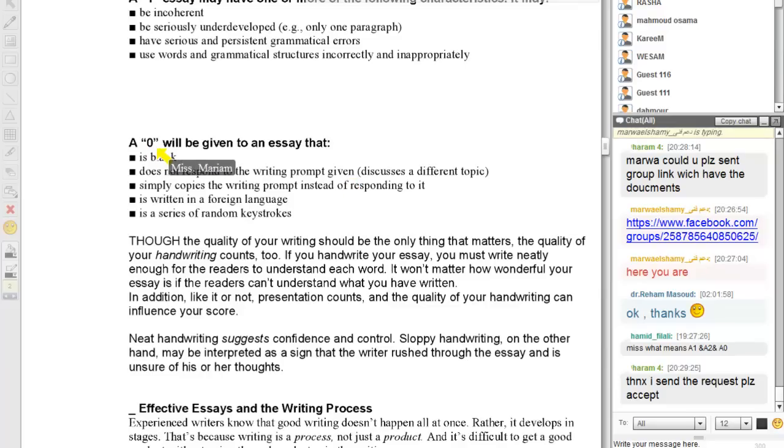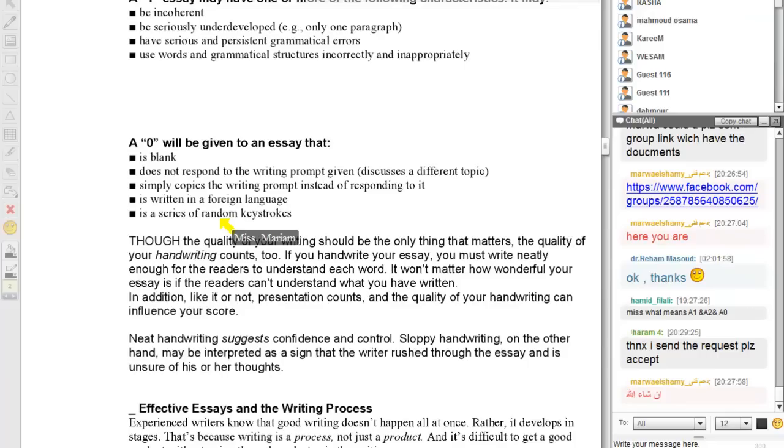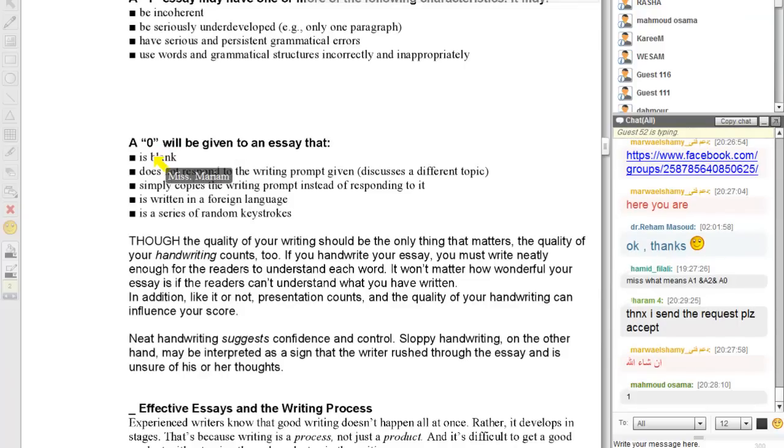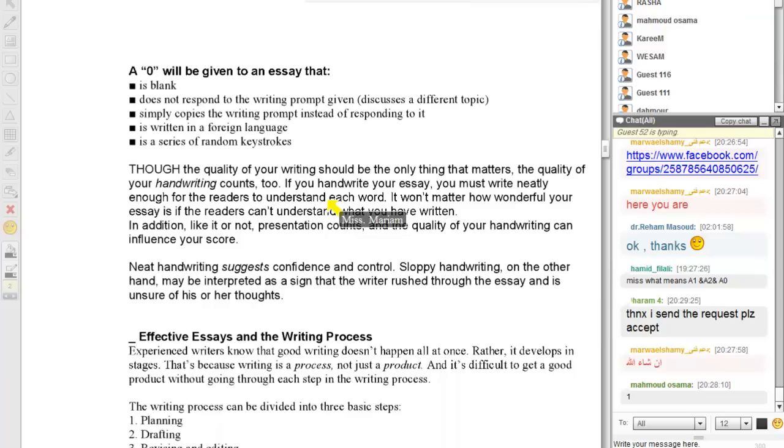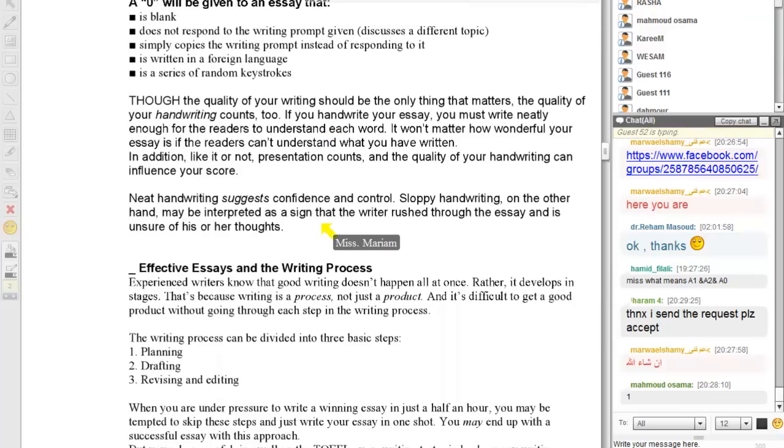Okay, I just said that this is the score. If your essay got 6, that means your essay is perfect, excellent. But if your essay got 0, that means you won't pass the exam. Very bad writing. So we have to improve our writing skills. Okay.